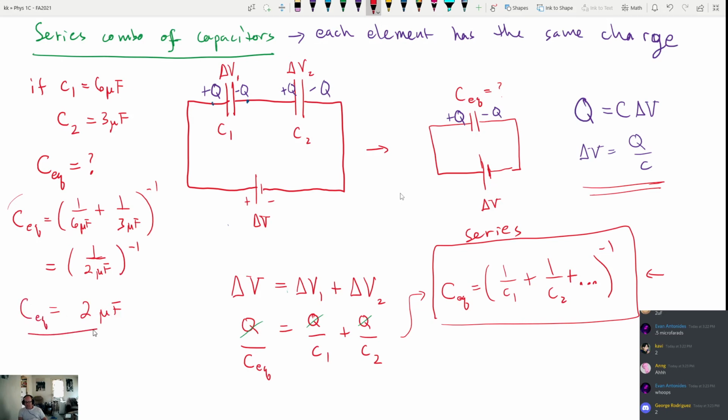You'll notice that the answer we got, 2, is less than either individual capacitance, right? Whereas when you add capacitors in parallel, you're increasing the capacitance of the system, by adding capacitors in series, you actually decrease the capacitance of the system. Isn't that interesting? You'd think by adding more stuff, you just make it bigger, right?